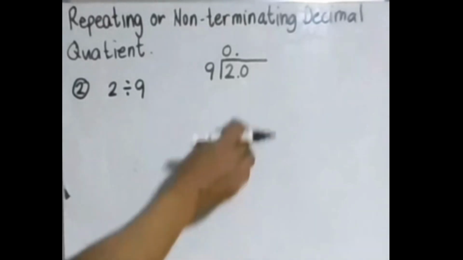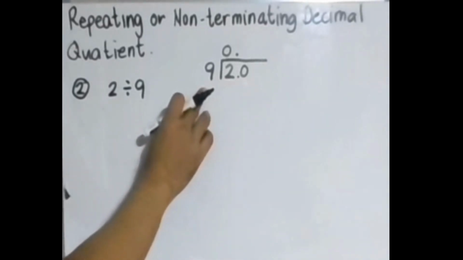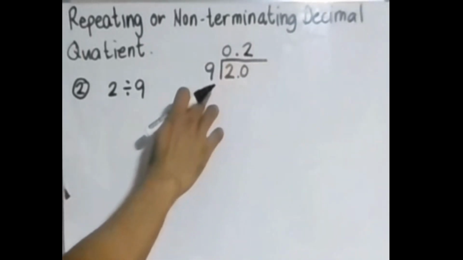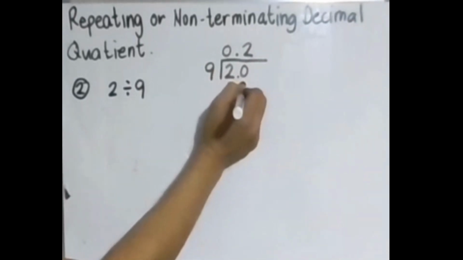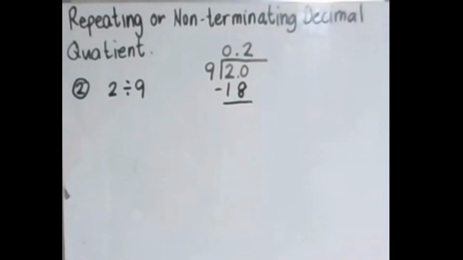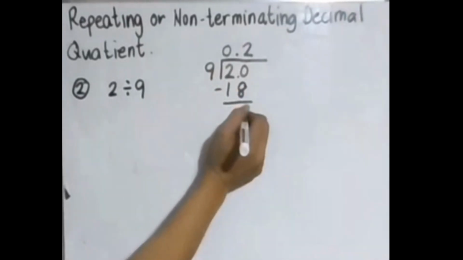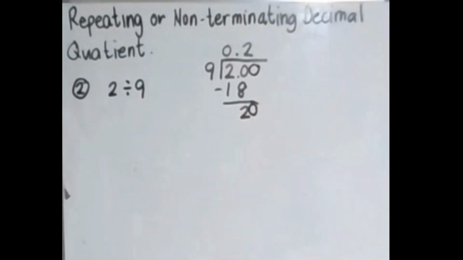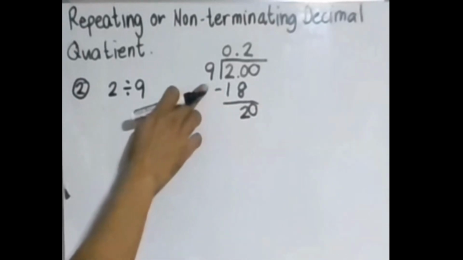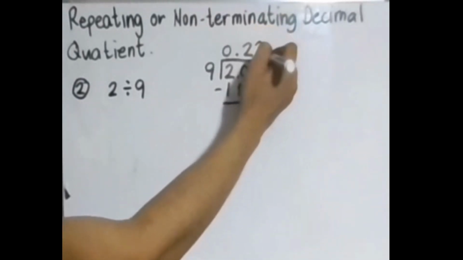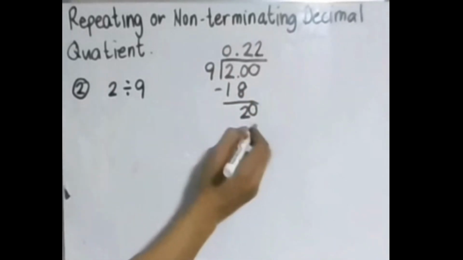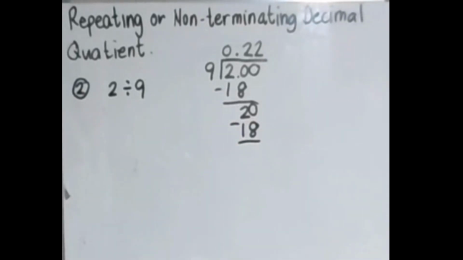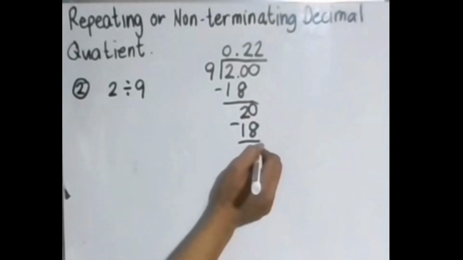Now, let us divide. 20 divided by 9 is equals to 2. 2 times 9 is equals to 18. Subtract. Then 20 minus 18 is equals to 2. Again, let us add 0 in our dividend and bring down the 0. So again, you will have now 20. 20 divided by 9 again is equals to 2. Then 2 times 9 is equals to 18. Subtract 20 minus 18 is equals to 2.